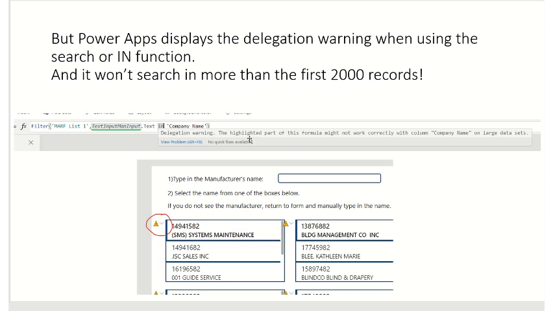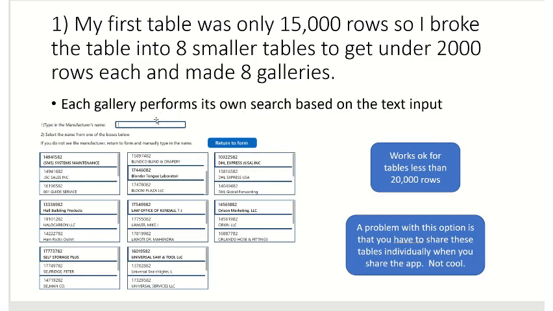So I've come up with two options to work around this problem. They're not really pretty, but they get the job done. The first one is, I had a table of 15,000 rows, and I broke it down into 8 smaller tables. They're all under 2,000 rows each, and I made a gallery for each one of those.